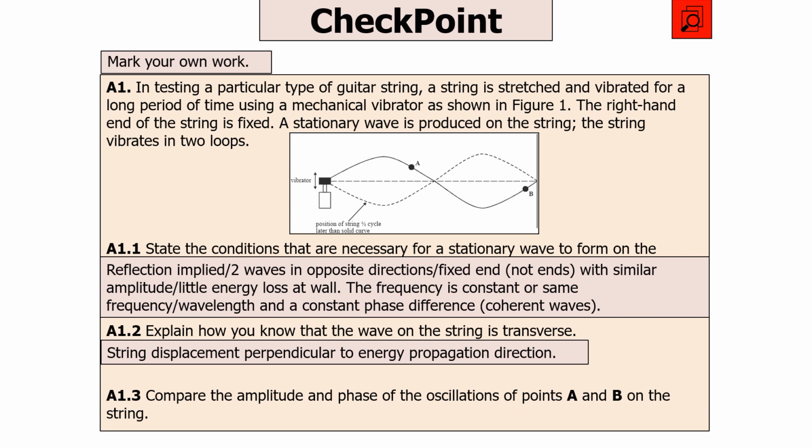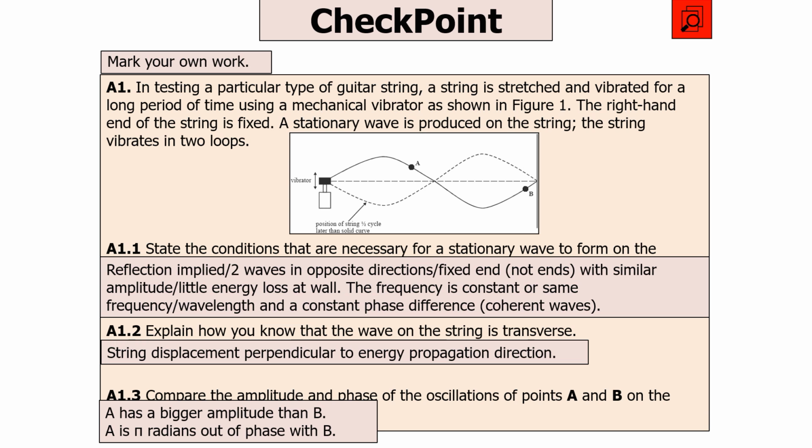And then finally, what is the difference in the amplitude and phase of points A and B? Well, firstly, you'll notice that A has a bigger amplitude than B because its position is further away from the equilibrium position of the vibrator than B is, but also that A is pi radians out of phase with B, because you'll notice they're on completely opposite points of the wave oscillation. One is above by a certain value and one is below by that same value, so they're completely out of phase.